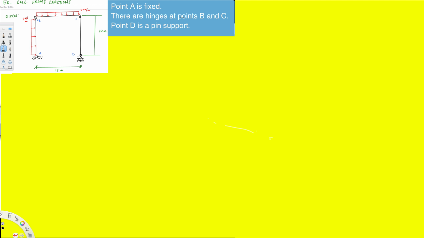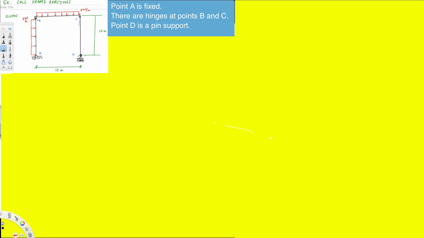Okay, this is fixed, and they are saying there are hinges at point B and C. Point B and C are hinges, and point D is a pin support. So this is a pin support, and if B and C are hinges, it doesn't have internal moment. So we can't really take moment, and also we should never start with a fixed support. So let's start with a pin support right here. So we can calculate the values, right?